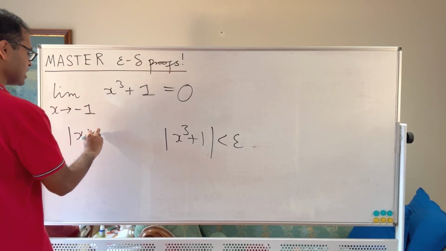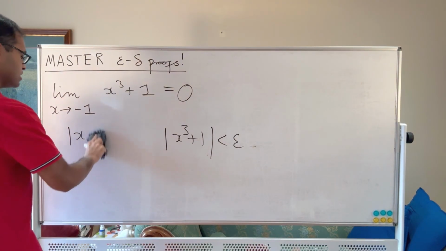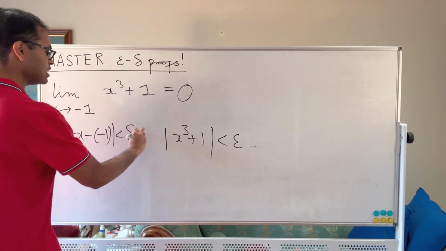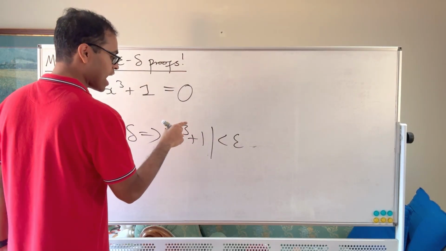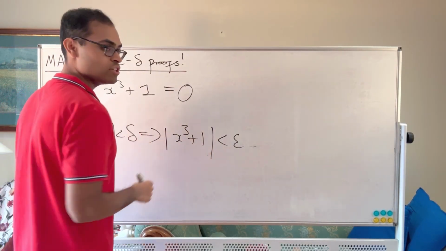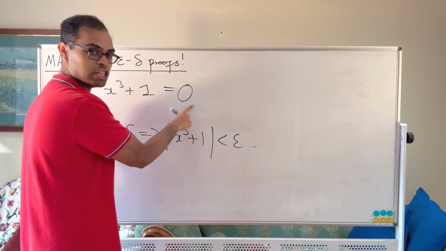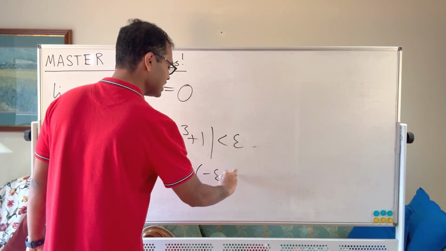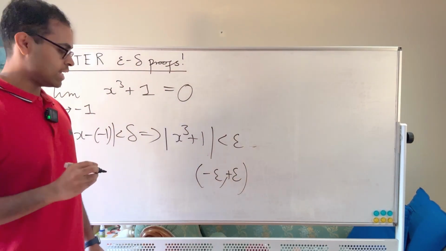So we want to find a delta so that, again, to be clear on this step, we can write the absolute value of x minus -1 is less than delta should imply this. So if I have an epsilon and I want the absolute value of x cubed plus 1 to be less than epsilon, I want x cubed plus 1 to be sufficiently small. Another way of writing this, which is helpful visually, is within this interval minus epsilon comma plus epsilon, this open interval on the number line.